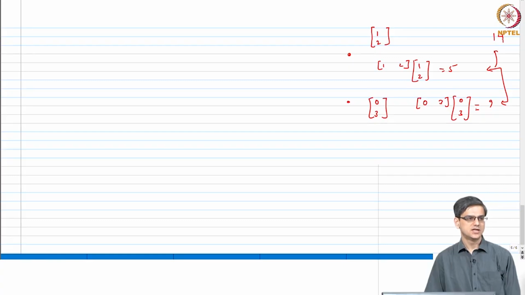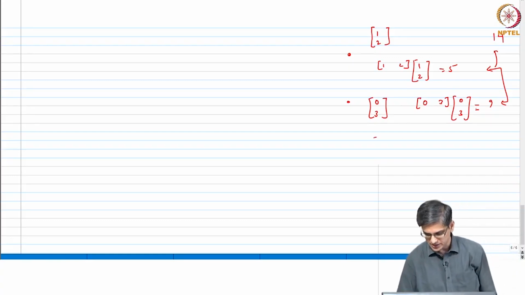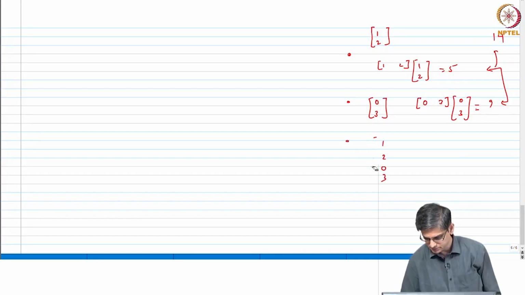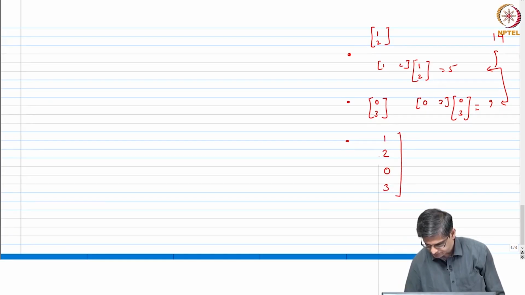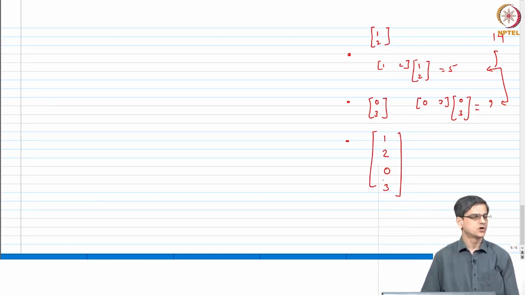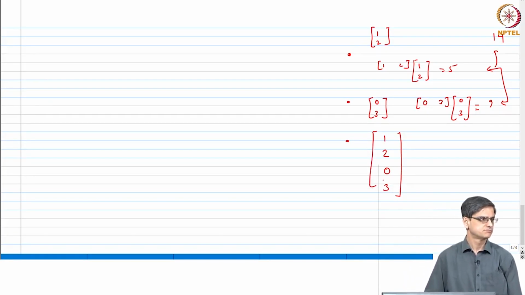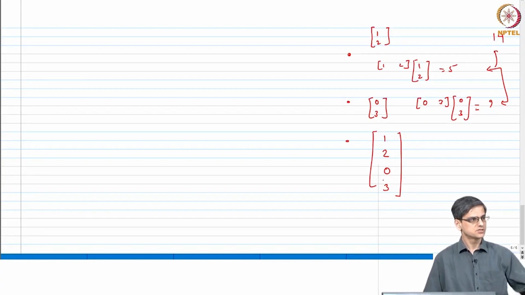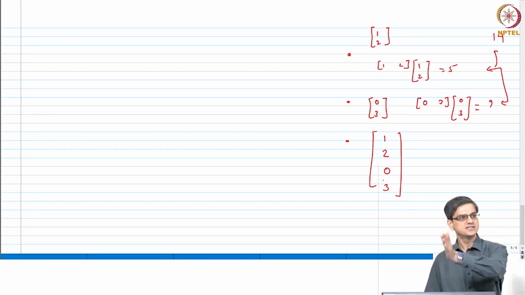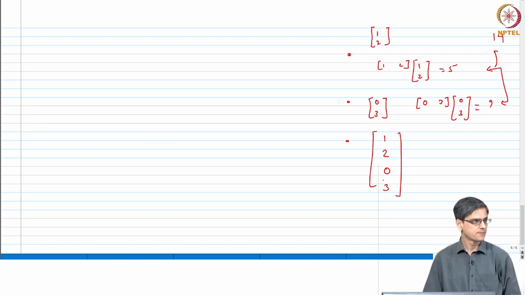Okay. Let us construct a bigger vector, which is 1 2 0 3. What is the inner product of this? Inner product of this is 1 plus 4, which is 5, plus 9, which is 14, exactly same as the inner product of these.